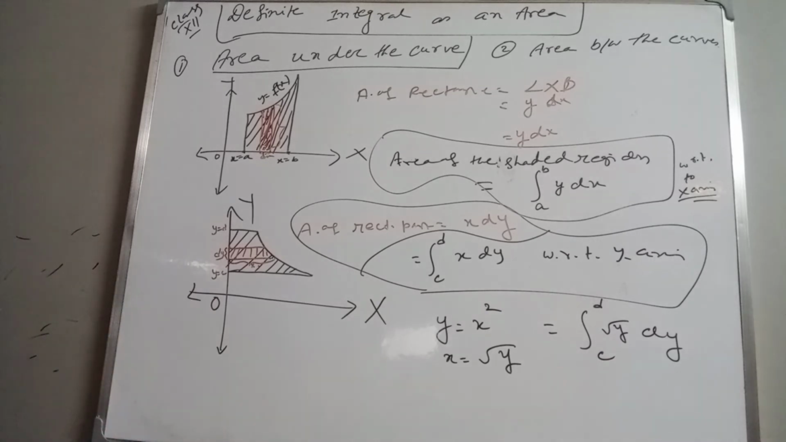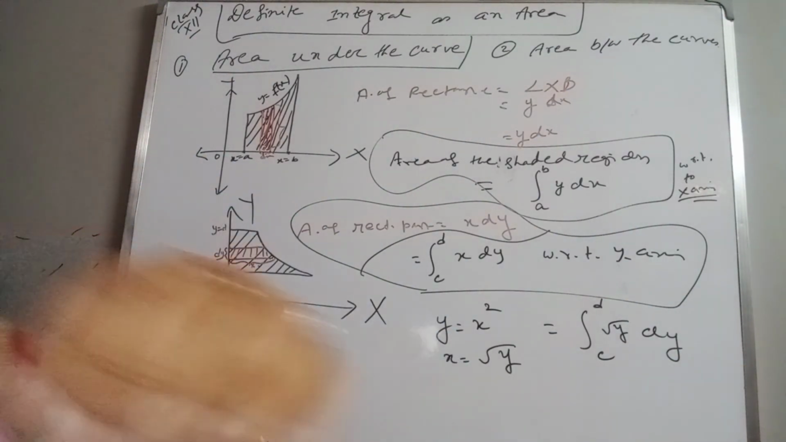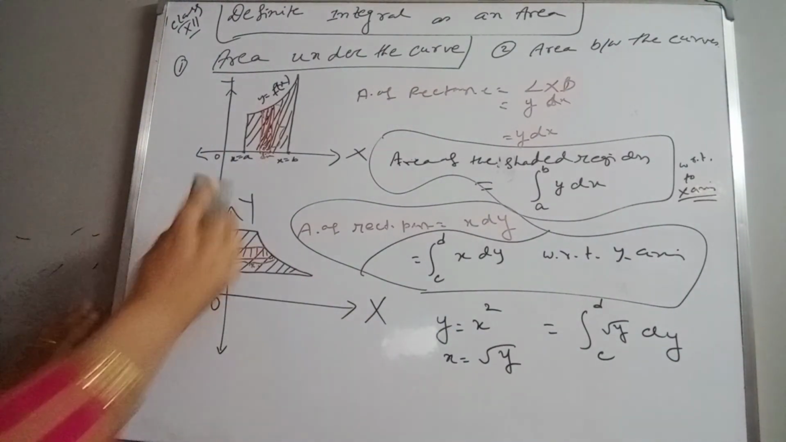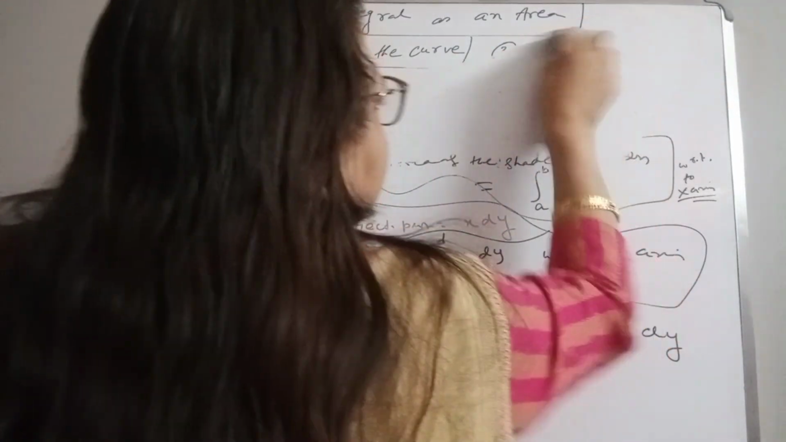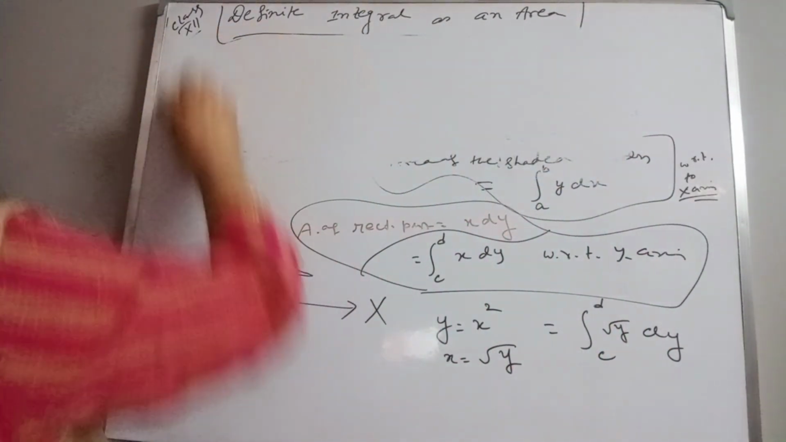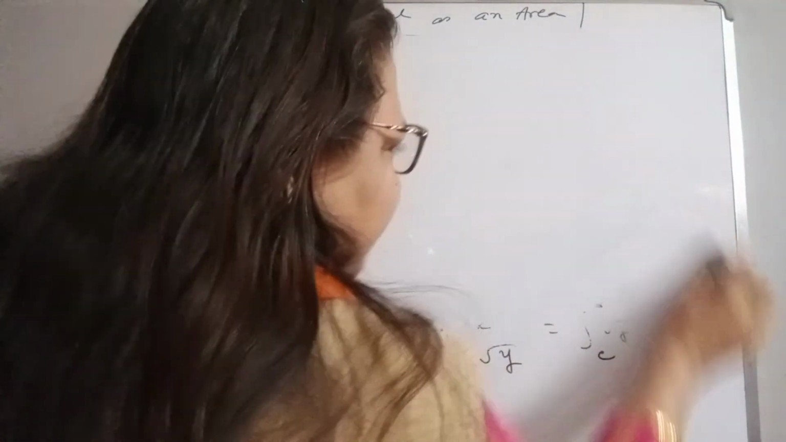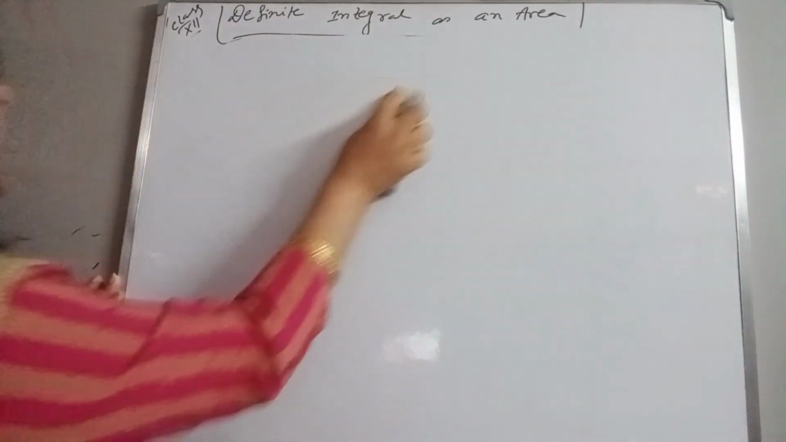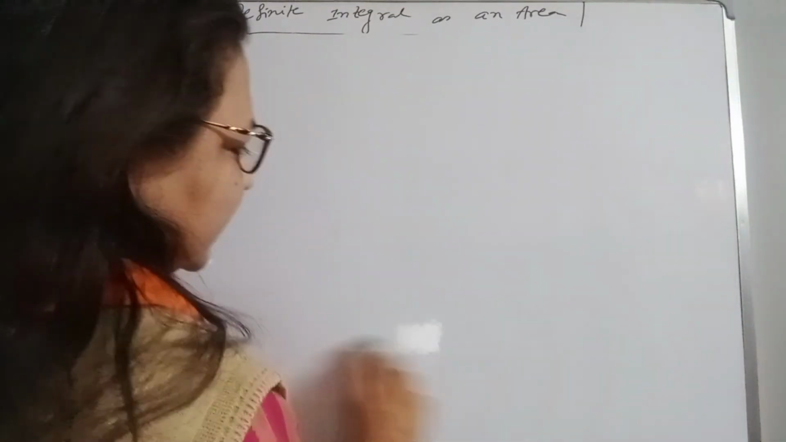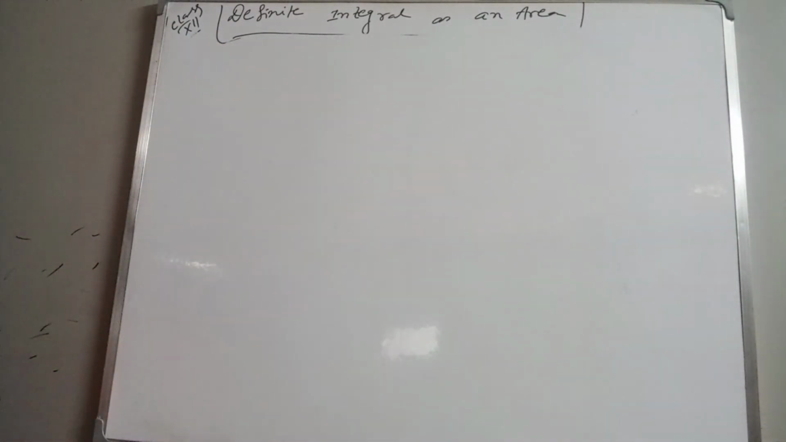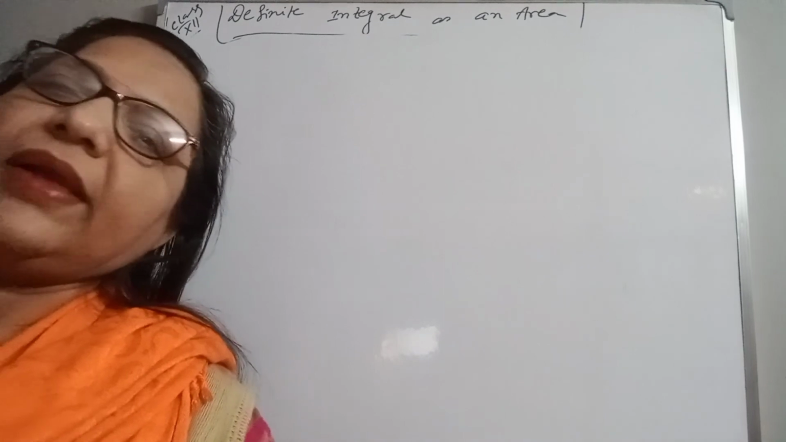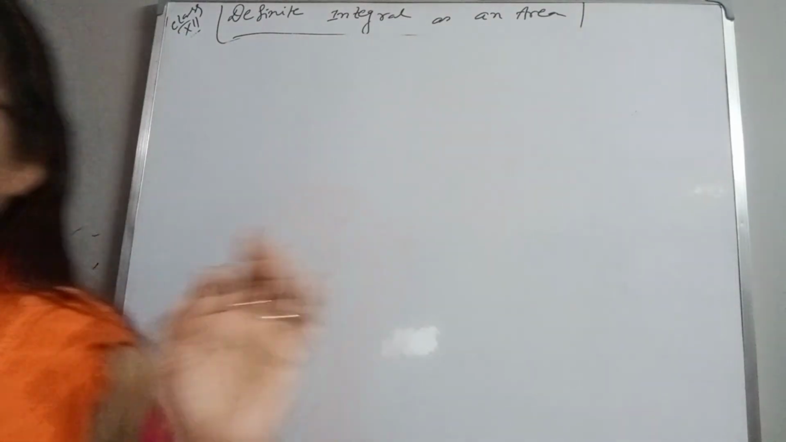Next. Let me rub the board. One more example I will have. Now I think this is understood. If it is with respect to the x-axis, then it is y dx. If it is with respect to the y-axis, it is x dy. Remember this, it is very, very important.